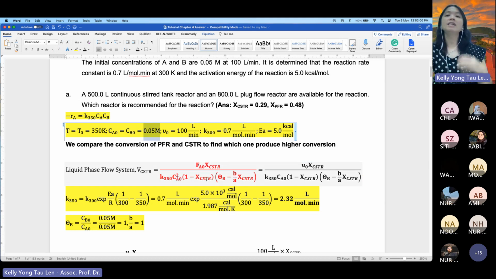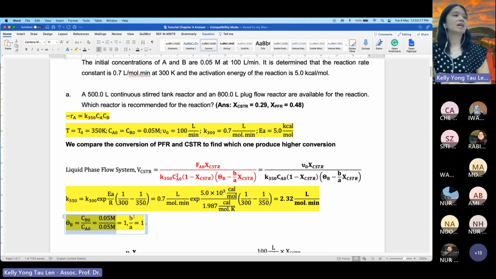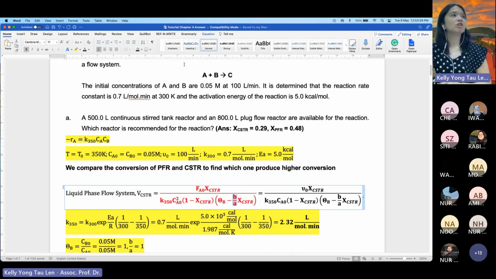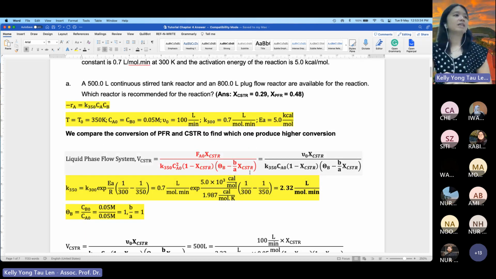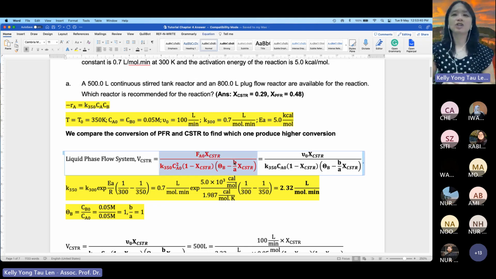For 1 minus X, X is what we want to find, so we leave it in the bracket. The next bracket, theta B, which we found previously because the initial concentration of B equals the initial concentration of A. I can calculate theta B as 1. So theta B is 1 minus B over A, which is the stoichiometric coefficient ratio. From the equation, 1A reacts with 1B, so B over A is 1 over 1, multiplied by X. Now from the rate calculation, you can solve it.